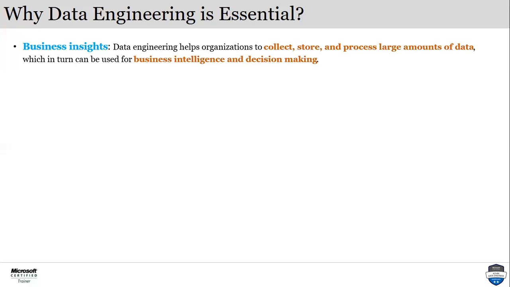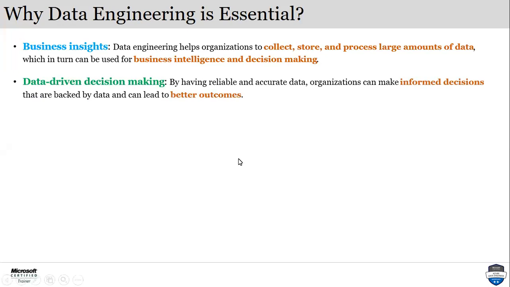It's very difficult to get that amount of data for business intelligence. Then there is data-driven decision making. When you have good, accurate data, then only can an organization make better decisions that are backed up by better outcomes. Without data, no decision can be taken. So when data engineering provides accurate data, like the hospital shop in your street, they can take better decisions.